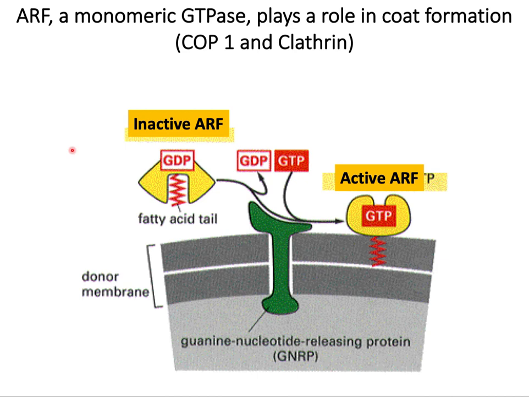ARF functions in exactly the same way, but it does so for the COP1 coats and the clathrin coats. When it's bound to GDP, it is inactive. It actually has a fatty acid tail that is buried in an inactive state. When it encounters guanine nucleotide releasing factor, or GNRP, guanine exchange factor, GEF, everything is the same, shown in the green, it becomes activated because it is now bound to GTP. GDP is exchanged for GTP. This results in a conformational change and exposes the fatty acid tail, which can be buried into the phospholipid bilayer. And in doing so, ARF becomes bound to the membrane.